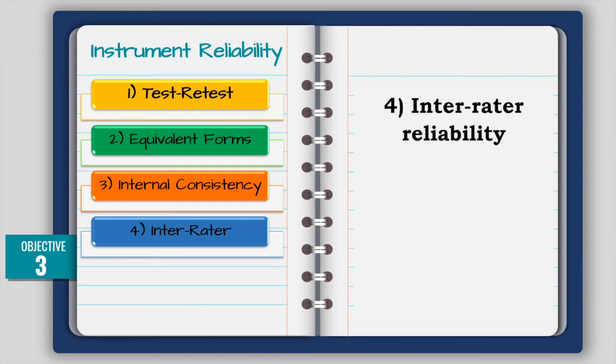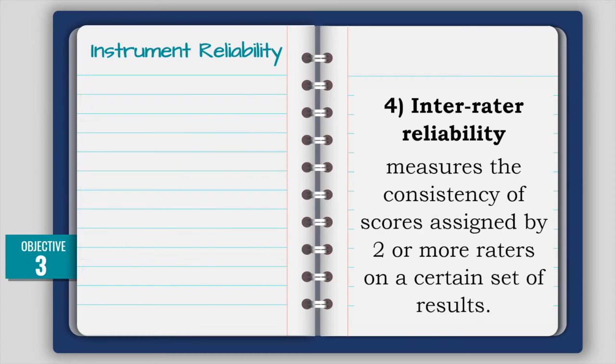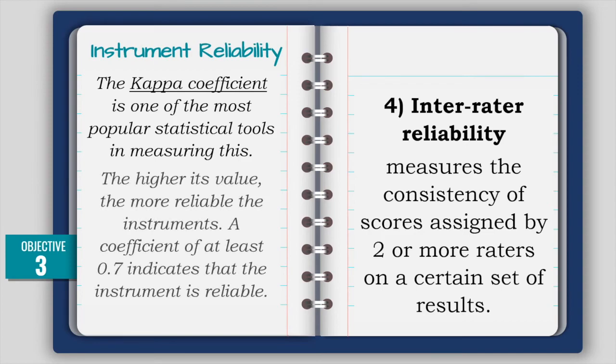Lastly, the inter-rater reliability. This measures the consistency of scores assigned by two or more raters on a certain set of results. The kappa coefficient is one of the most popular statistical tools in measuring this. The higher its value, the more reliable the instruments. A coefficient of at least 0.7 indicates that the instrument is reliable.